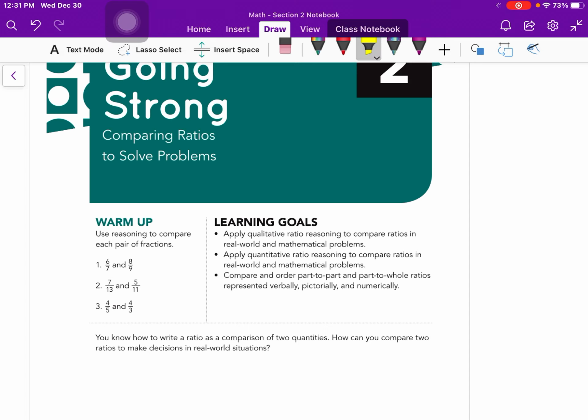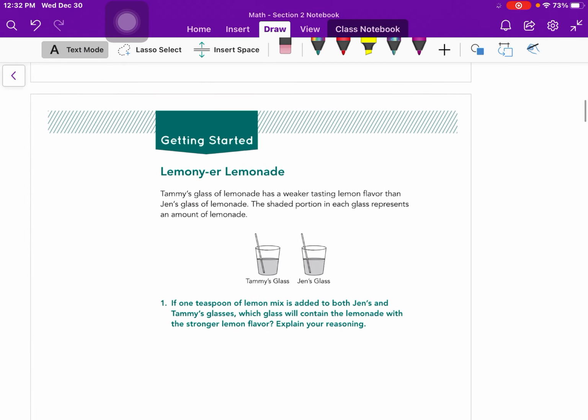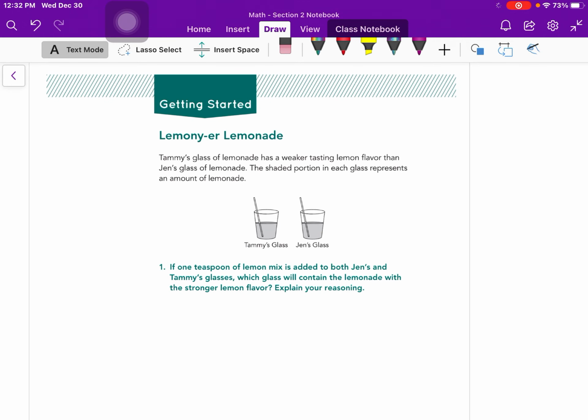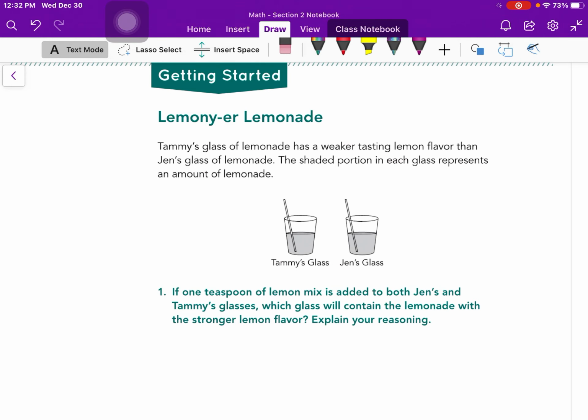So we've got a big word here we're going to use called qualitative ratio reasoning to think our way through and to help compare ratios to see which one is more or less as we go through this. All right, let's keep going on. Lemonade. Tammy's glass of lemonade has a weaker tasting lemon flavor than Jen's glass of lemonade. The shaded portion in glass represents an amount of lemonade. All right, so Tammy's is weaker, Jen's is stronger.